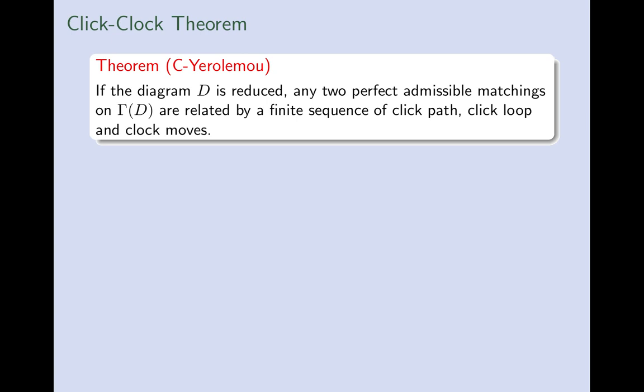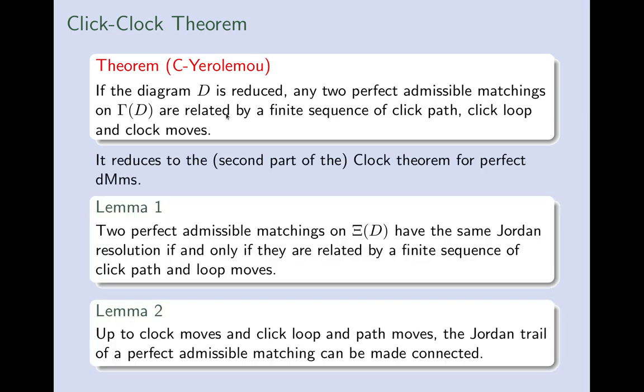So stated another way, if we consider the click-clock graph, whose vertices are these perfect admissible matchings on the Tait graph, and edges are given by one of these three kinds of moves, then this graph would be connected and would contain, of course, all the possible clock graphs that are obtained for different choices of forbidden regions, but even more.